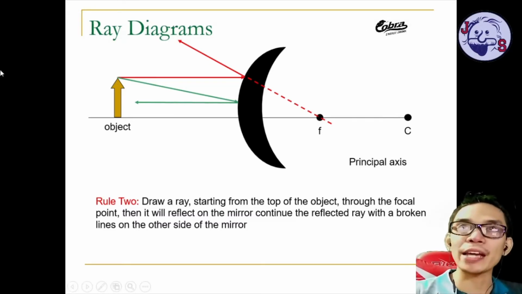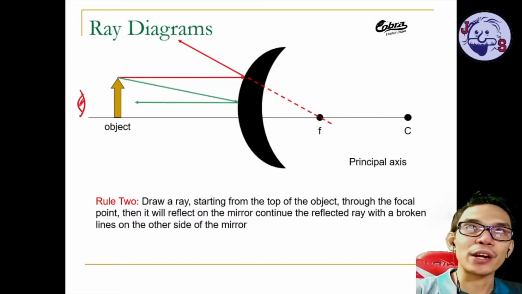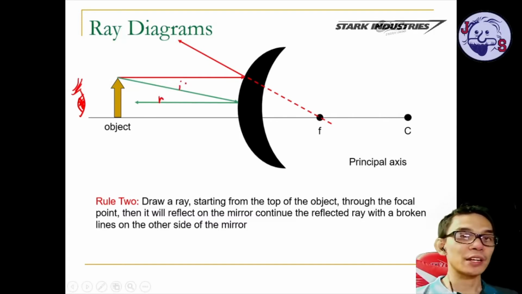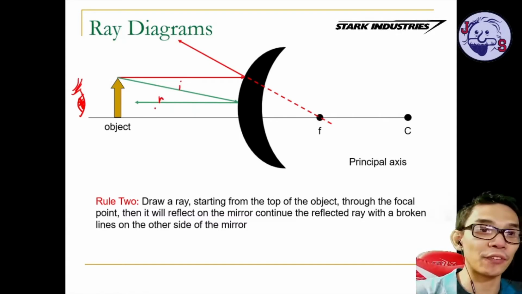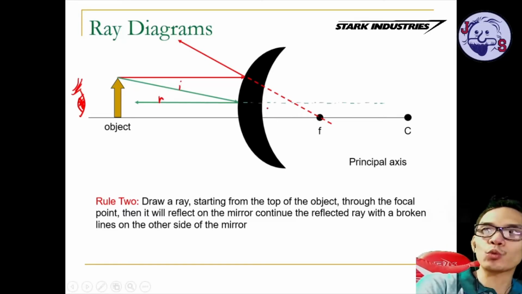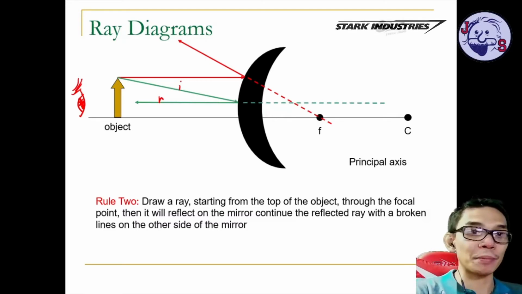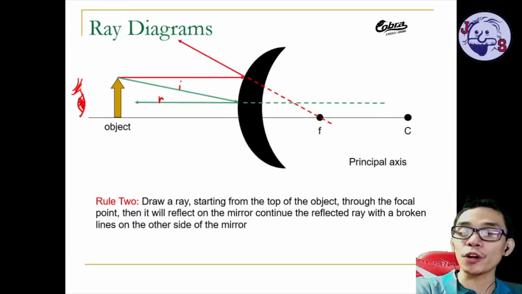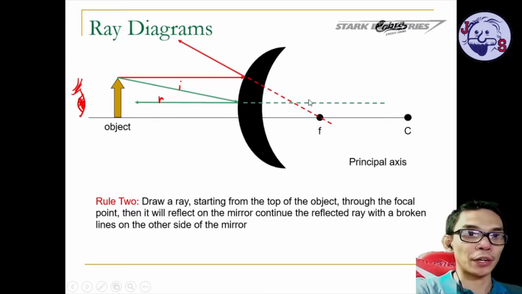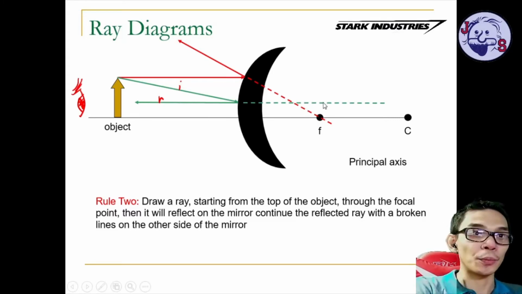Again, your eyes are located here. This is the reflected ray. This is the incident ray. Therefore, your eyes will follow the reflected ray. As it follows the reflected ray, it will create an imaginary line behind the mirror. So it will continue the reflected ray towards the back side of the mirror. We have now your broken line over here.